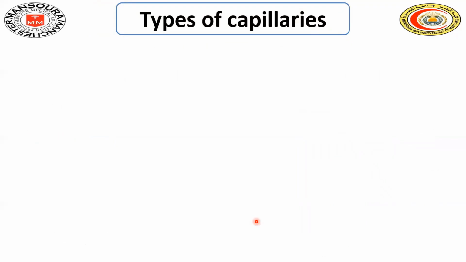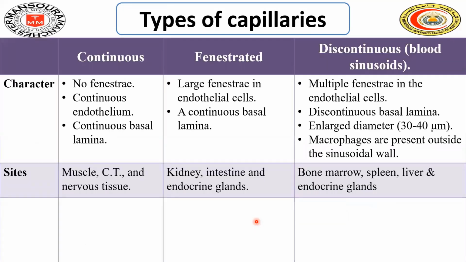According to the type of the wall and the presence or absence of holes in this wall, we will classify the capillaries into three types. The first one is called continuous capillary. The second one is called fenestrated capillary. And the third type is called discontinuous capillaries, or by another name, blood sinusoids. So blood sinusoids are the discontinuous type of the blood capillaries.